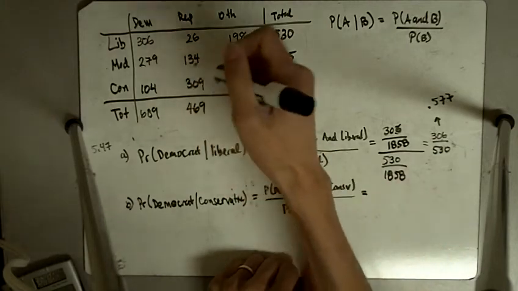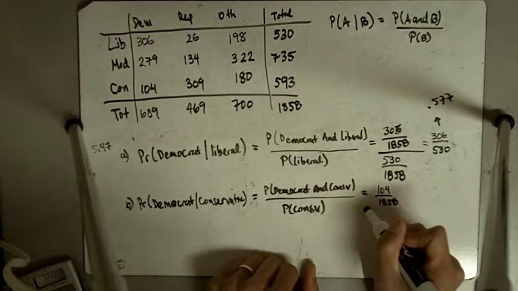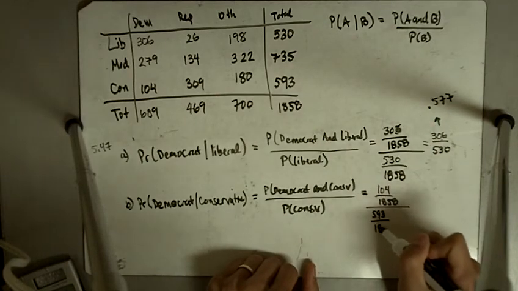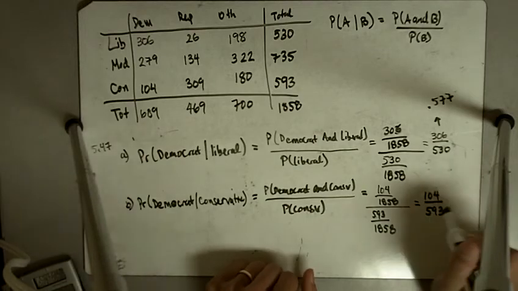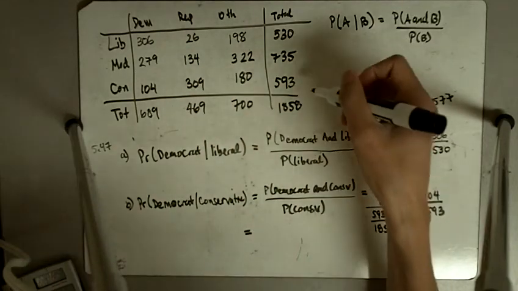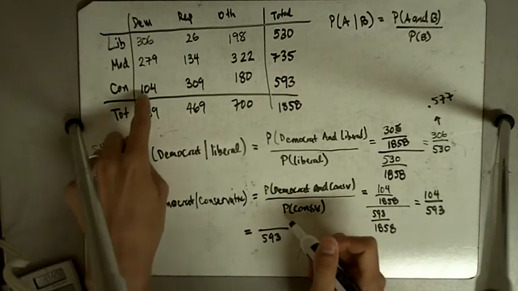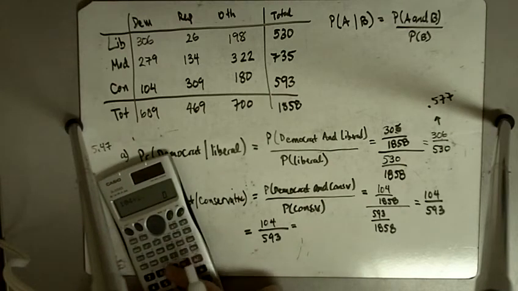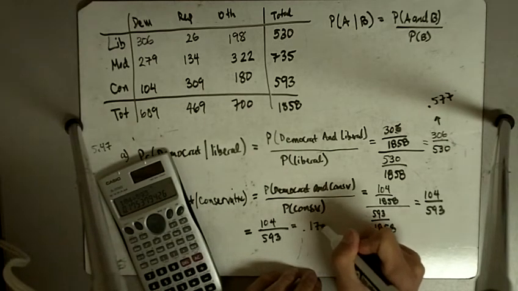And so the and part, Democrat and conservative, we have 104 people out of 1858. That's going to be the top part, divided by the probability that someone's conservative. We have 593 people who are conservative out of 1858. And so this reduces to 104 over 593. And once again, because we have the table where all of these details are given to us, we could also just see directly that if we know someone's conservative, then we're limiting ourselves to 593 people, and of those, 104 are Democrats. So 104 divided by 593 is equal to 0.175.